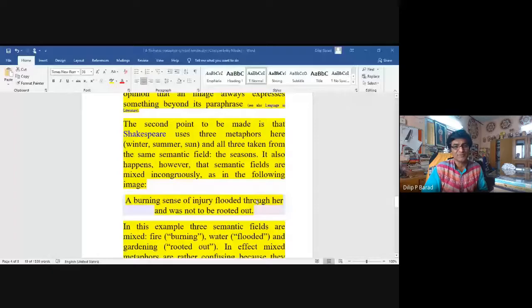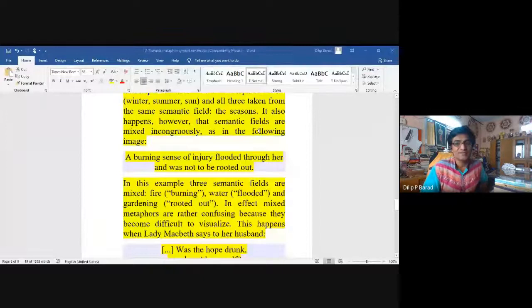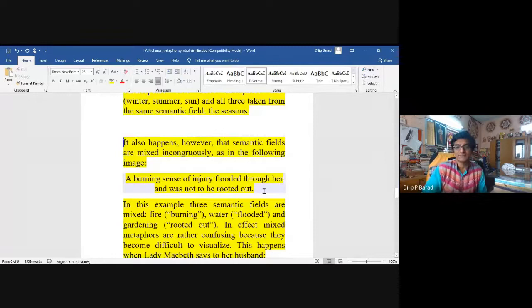Okay, one more example. This was metaphors coming from the same semantic field. It may also happen that the metaphors come from a different semantic field, and then it can become a bit difficult. For example, here we see metaphors incongruously mixed from various semantic fields. See the sentence here.